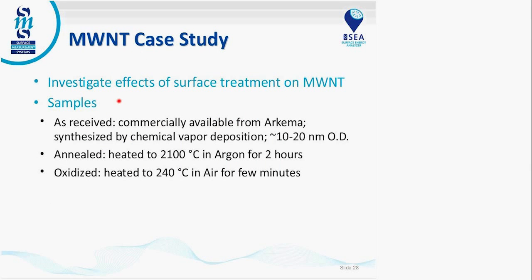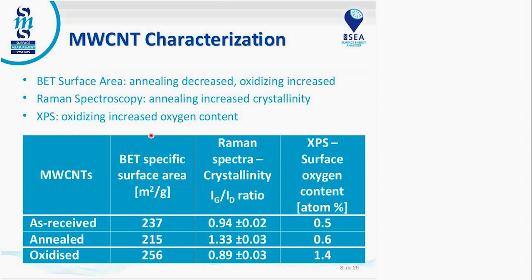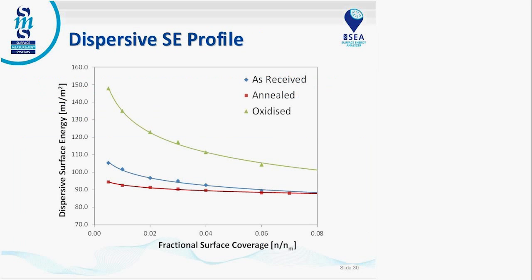Looking at some multiwall carbon nanotubes, we have as received, annealed, and then oxidized. Again, we wanted to look at some surface properties: the surface area, the crystallinity, and the XPS surface oxygen content. As expected, as you oxidize the surface, you see an increase in oxygen content. As you anneal the surface, you cause it to become more crystalline. So we would expect that the annealed surface might be lower in energy, and the oxidized surface would be higher in energy. And we can see from the surface energy results that we see exactly that.